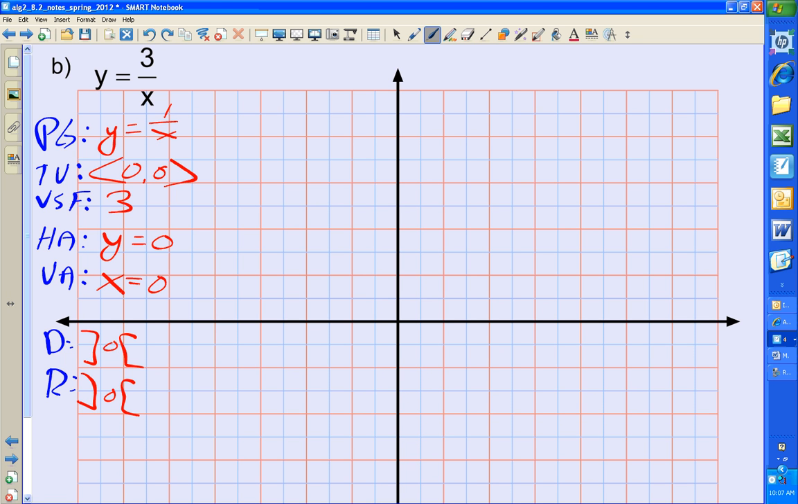So without translating, nothing really creative happens here. We're just making the graph taller by a factor of 3. First thing on my graph, asymptotes. Okay? So horizontal asymptote through the origin, vertical asymptote through the origin, dotted, different color. In a parent graph, right 1. In a parent graph, up 1. But in this graph, because we got a vertical stretch of 3.